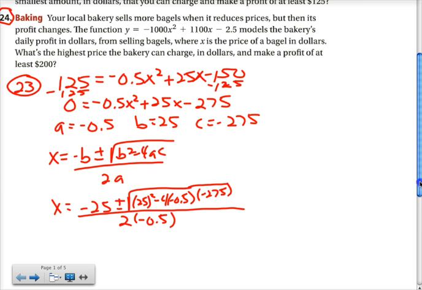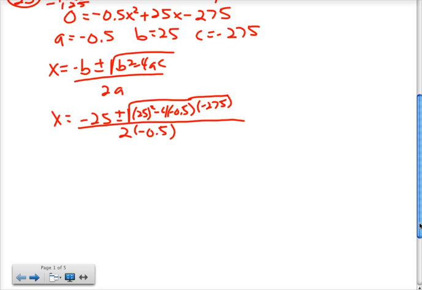All right, so now it's time to think about which of these I want to punch in. Now, I will go ahead and punch both of them in, but notice my denominator is going to be negative. So if I want a positive answer out of this one, I need to get something negative for my numerator. So let's go ahead and crunch the numbers underneath that radical. And we have our 25 squared minus 4 times negative 0.5 times negative 275. And that comes out to 75.